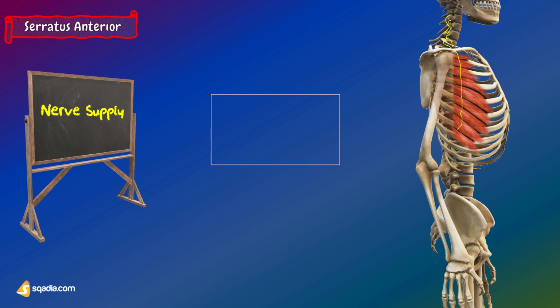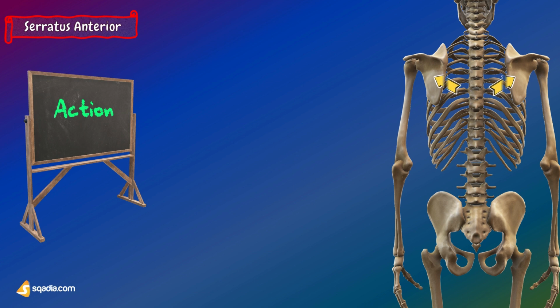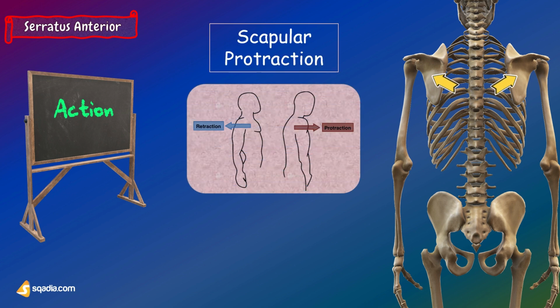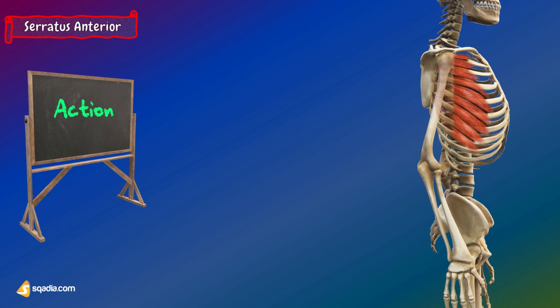The nerve supplying this muscle is known as the long thoracic nerve. As serratus anterior is a large muscle, it can perform a number of actions, including scapular or shoulder protraction. But you may be thinking, what is meant by scapular protraction? This is when the scapula moves laterally away from the spine. As you can see here, its counter movement is retraction of the scapula, which is when the scapula moves medially towards the spine. An example of when this movement occurs is bench pressing.